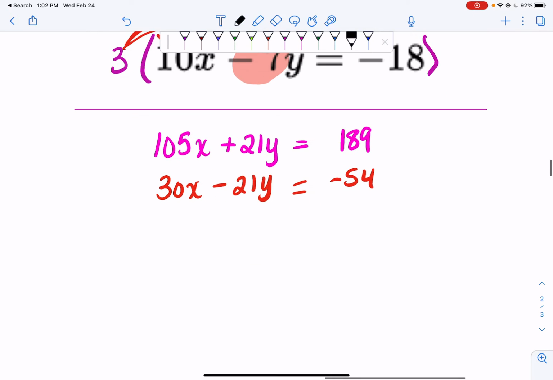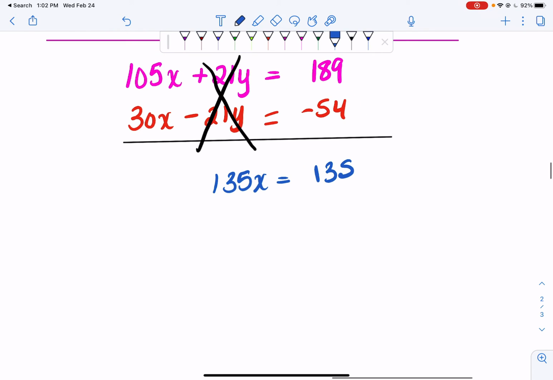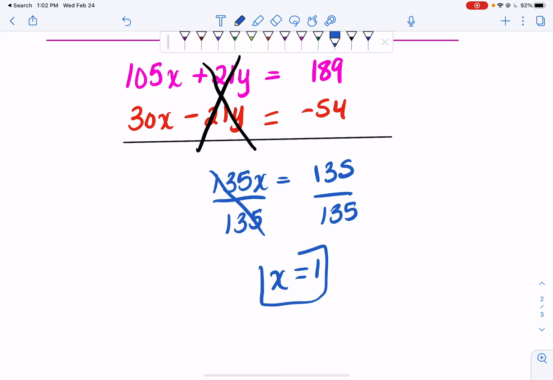I'm now going to use elimination to eliminate my y variables. So what I do is I cross them out because I know those eliminate. 21 plus a negative 21 is 0. Now I do 105x plus 30x, which will give me 135x. And that's equal to 189 plus a negative 54, which is 135. Now to get x by itself, I divide both sides by 135. And I get x is equal to 1. Don't say 0, say 1.